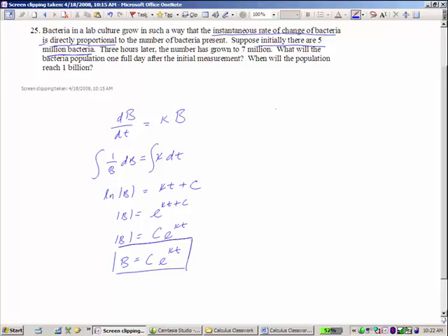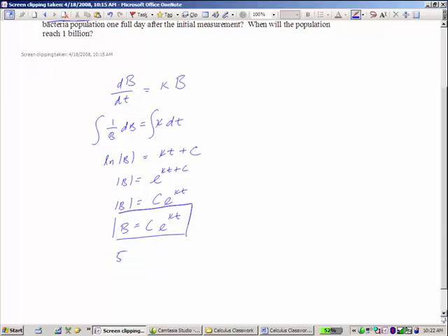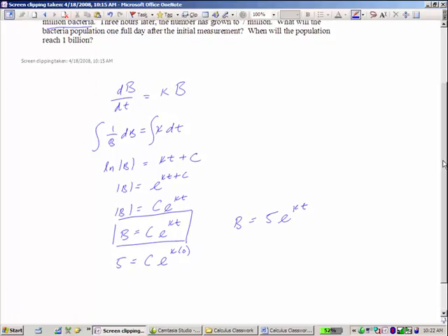Because then it'll be like x and 3 equals C. So 5 equals C e to the k, initially time is 0, so e to the 0 is 1, so C equals 5. That's what you told me, that's fine. So we know B is equal to 5 times e to the kt. Our equation isn't finished yet, though.